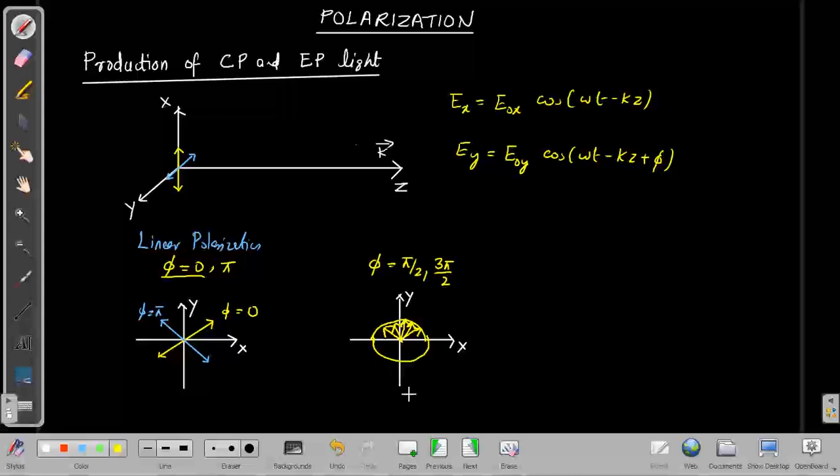Earlier, the electric field oscillation is directed only along one direction, but here the electric field oscillation changes with time.